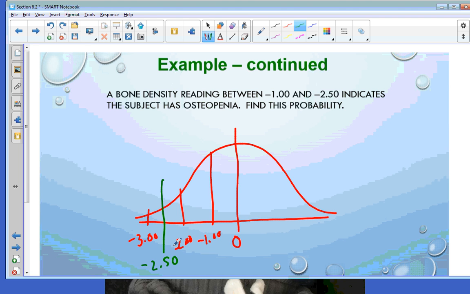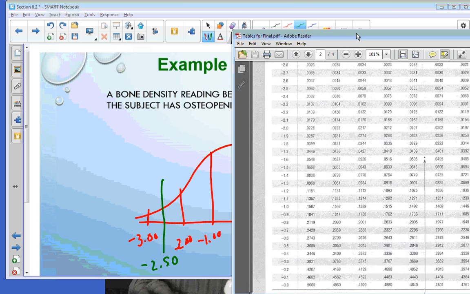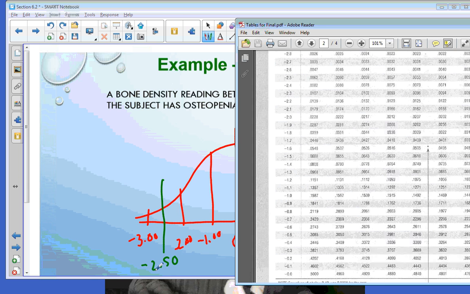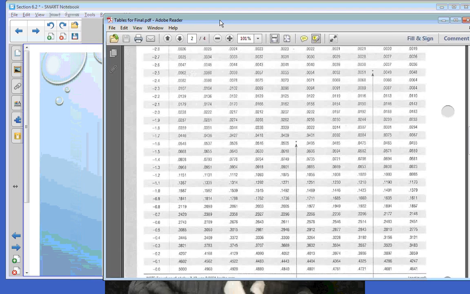So keep in mind when I go to my table again, if I were to use my table and I'm looking for -2.5, when I find -2.5, the area it's going to be talking about is from this very end, and it's going to be this little tail. So -2.5, it's 2.50, so it's 0.0062, and you can see that on your table.